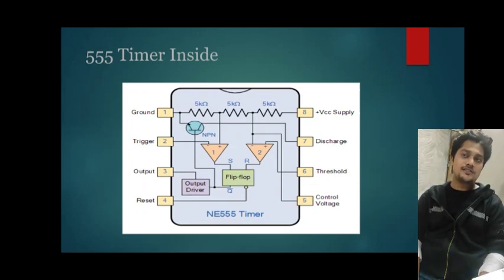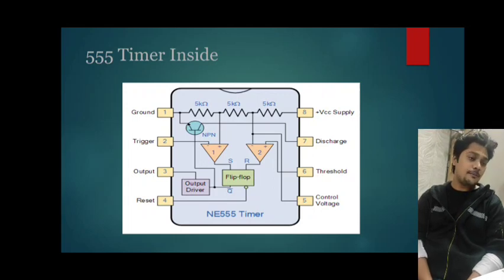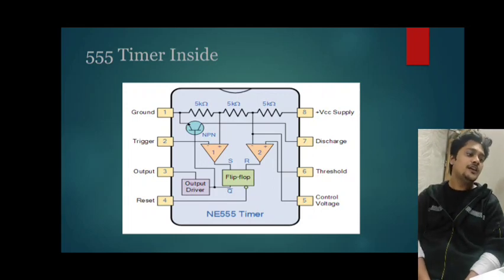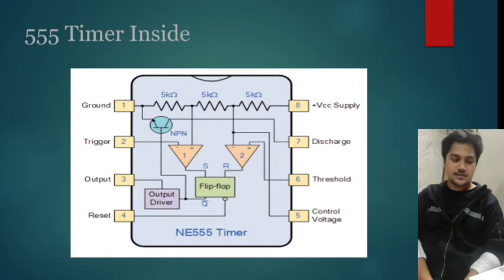Between these 2 pins there are exactly 3 5 kilo ohm resistors connected in series. We can also see that there are 2 operational amplifiers or op-amps connected here, and the negative terminal of the second op-amp and the positive terminal of the first op-amp are also connected to those 5 kilo ohm resistors.